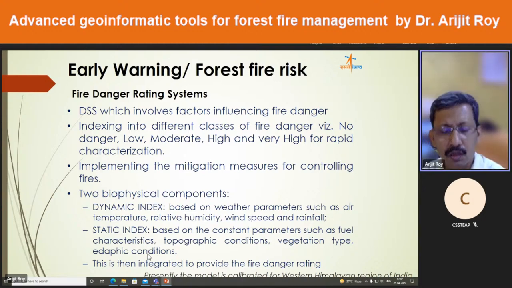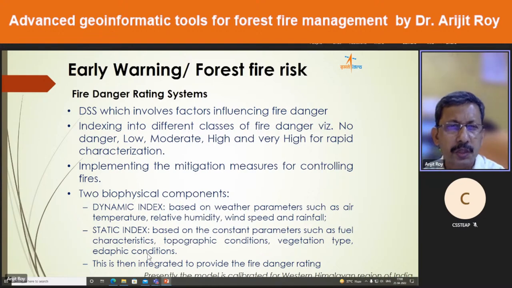So we developed a fire danger rating system. It's a decision support system which involves factors which influence the fire danger. And this fire danger index is divided into different classes of fire danger, that is low, moderate, high, very high, for rapid characterization, so that it can be used for implementing the mitigation measures for controlling the fire.